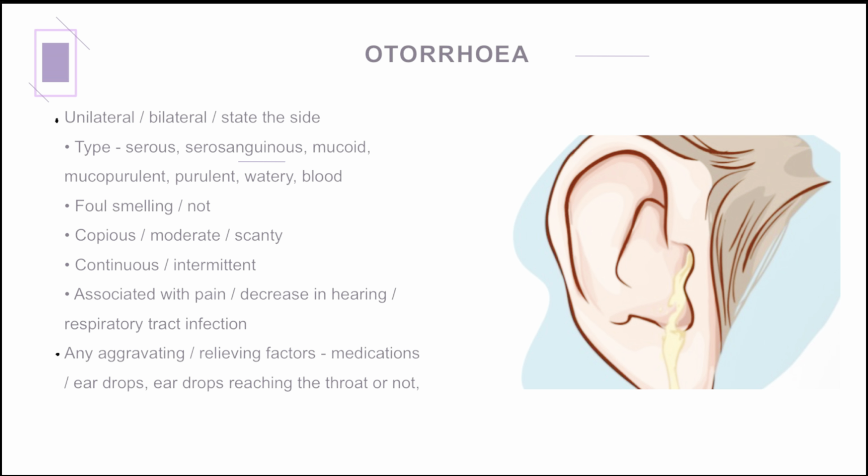Firstly, we are going to discuss otorrhea. It's also called ear discharge. We have to ask the side, whether it is unilateral or bilateral. Different diseases affect one or both ears. Then the type of discharge. There are different types of discharge, for example, serous, sanguineous, mucoid, mucopurulent, purulent, watery, and bloody.